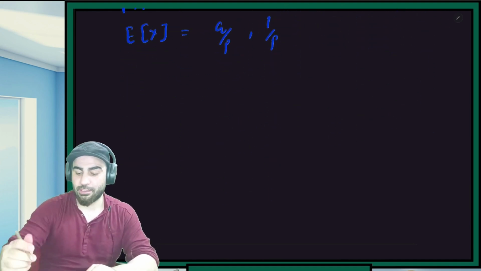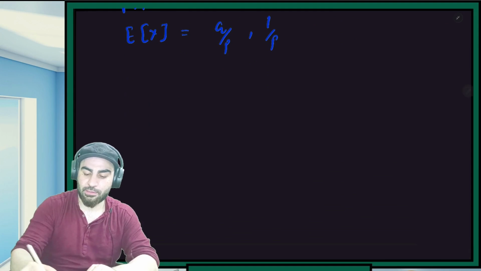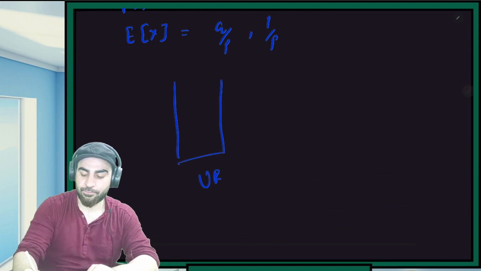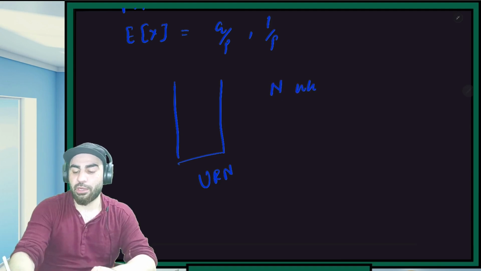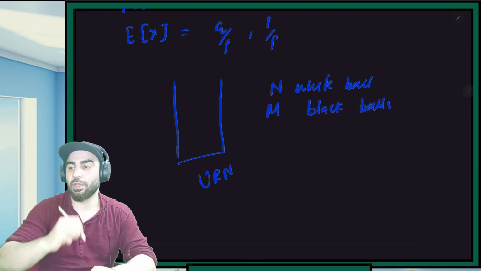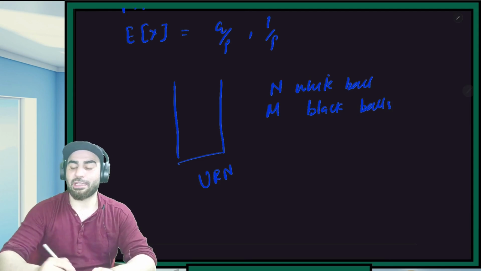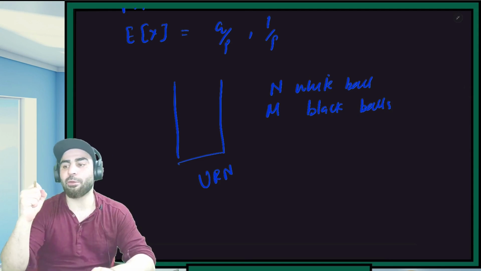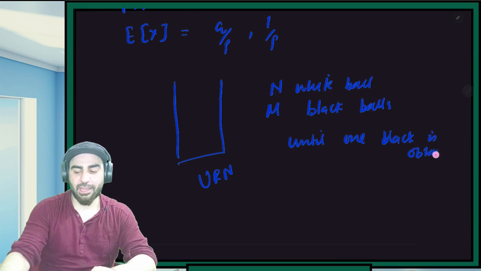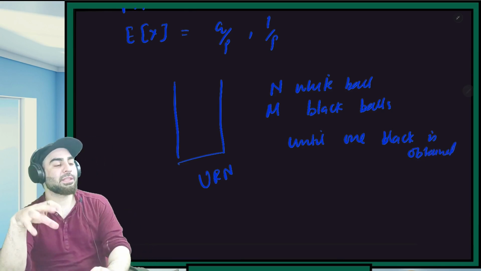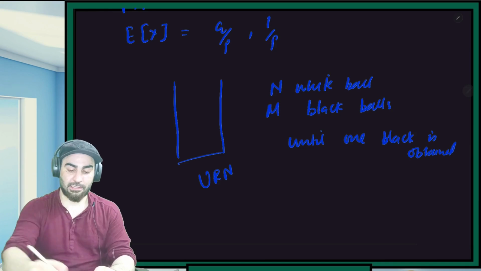Okay, the question goes like this. Let's suppose there's an urn. The urn contains n white balls and m black balls. The balls are randomly selected one at a time. So we are randomly selecting a ball, one at a time, until one black ball is obtained. Here again, until one black ball is obtained means that getting a black ball is a success.